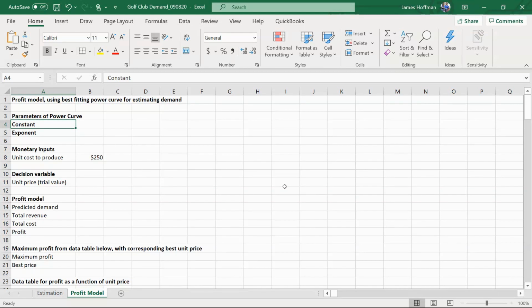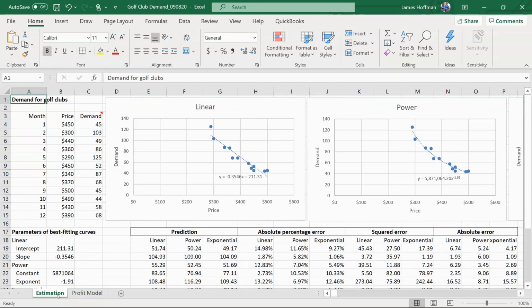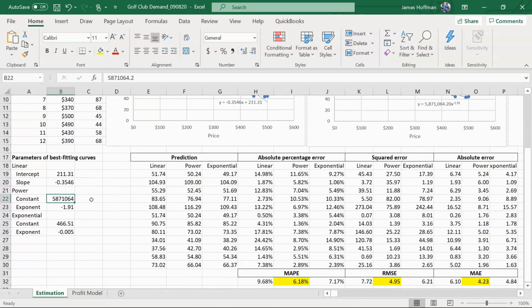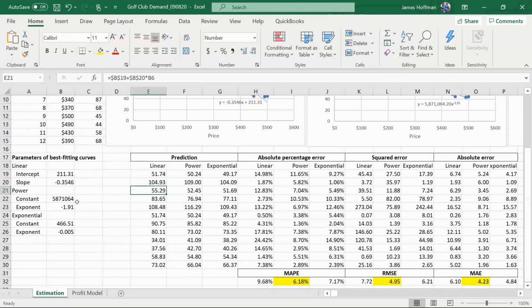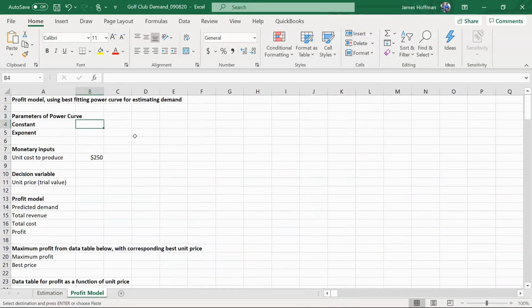So if you go back to the estimation tab, you can see that these are the parameters. You can either memorize them or type them in, or I think I'll just copy and paste them if you want to do that. So to copy them, back on the estimation tab, just select B22 and B23, and then Control C is copy. And we're going to paste them here, so you can just hit Control V for paste.